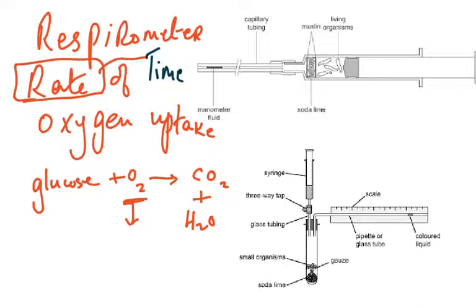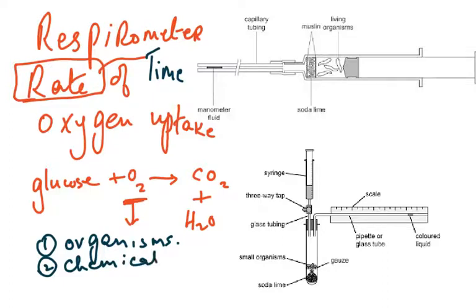So now looking at these two respirometers I've got for you. The basic ingredient for a respirometer, number one, has to be a place where you put the organisms, so a chamber where you place the organisms. And then you have to have a chemical which absorbs CO2. In this situation here it is soda lime, and here again they have soda lime. So you have a place where the CO2 is absorbed.